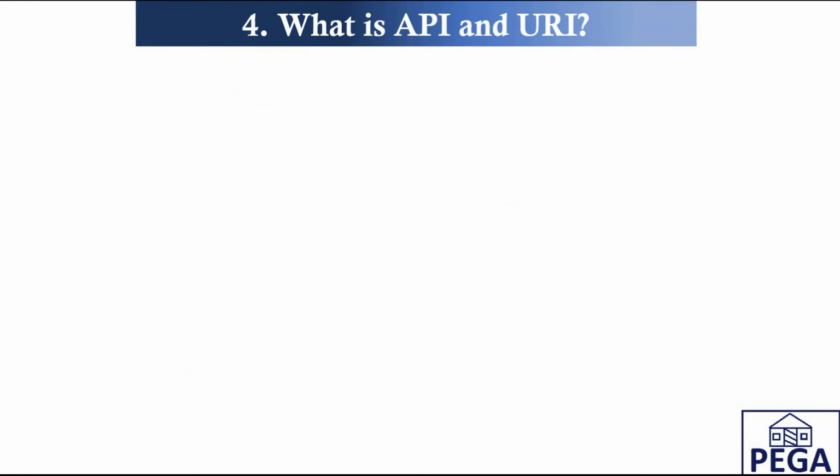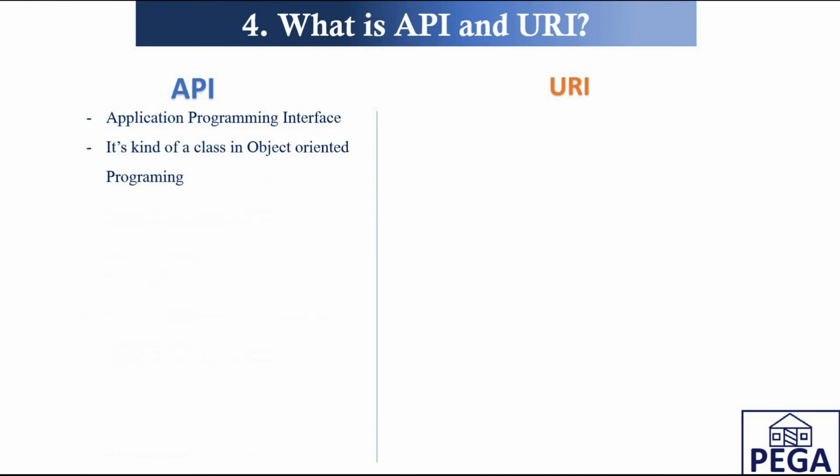Now next, what we're gonna learn is the difference between API and URI. Not sure if you ever heard about the URI word, or you would have obviously heard about the API word, right? The full form of API is application programming interface, and the full form of URI is uniform resource indicator. Now if I explain API quickly, the application programming interface, which I covered, is kind of like a class in object oriented programming. If I give an example, think of account as an API.